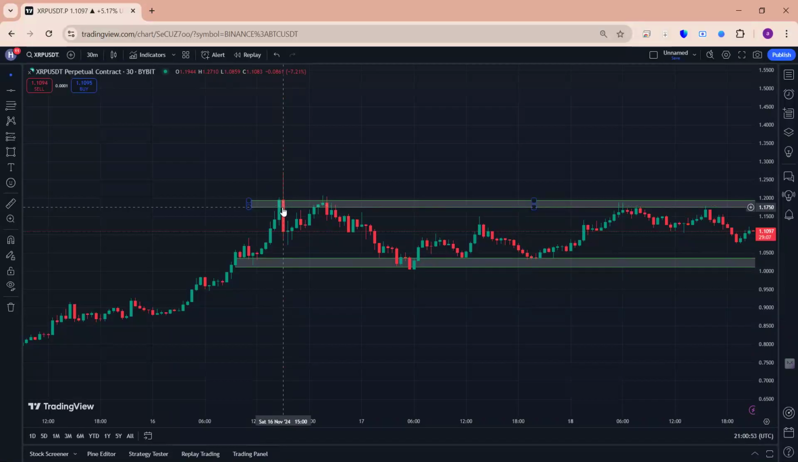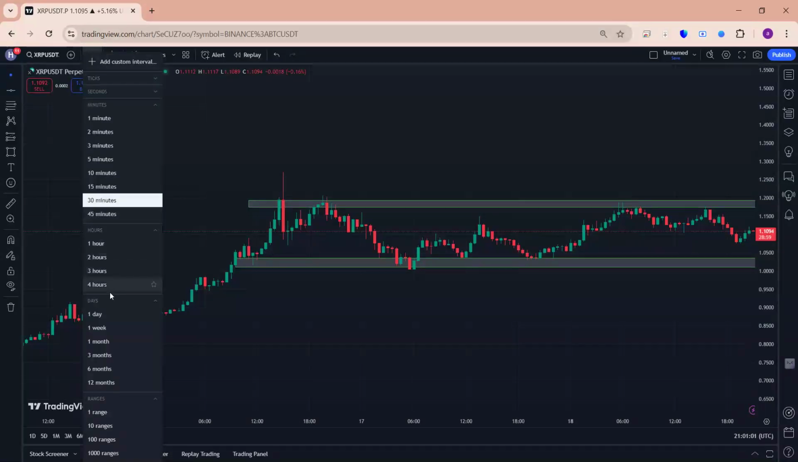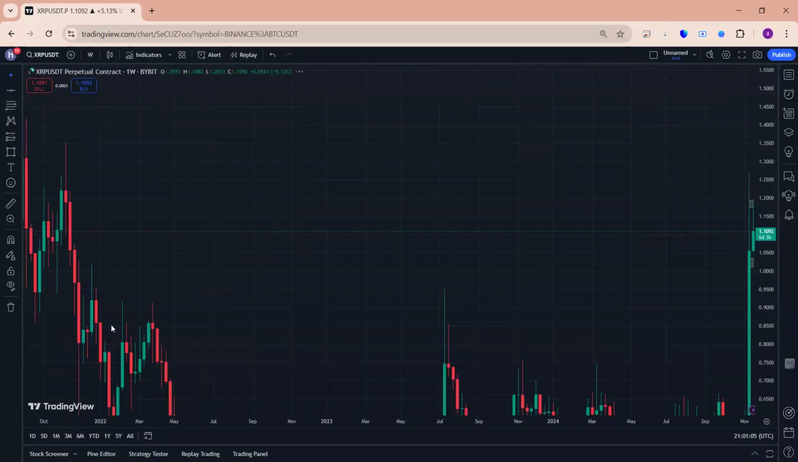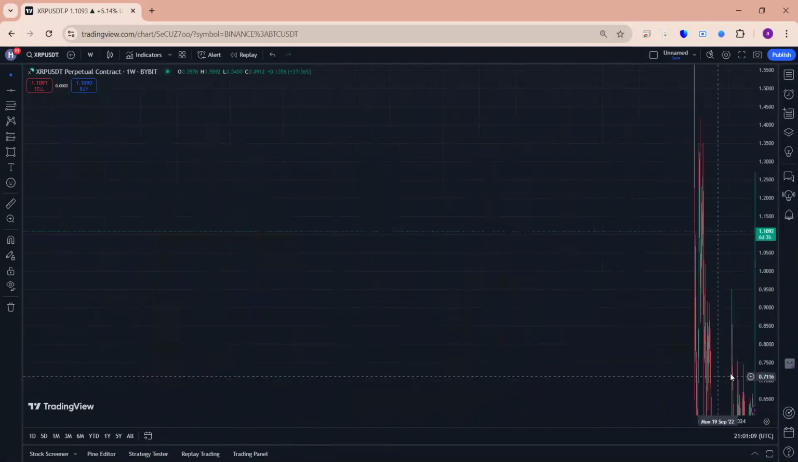A lot of people believe that when the price gets to this level, they project that the price will get to this other level. Okay, let's not be biased. Let me show you on a weekly time frame.